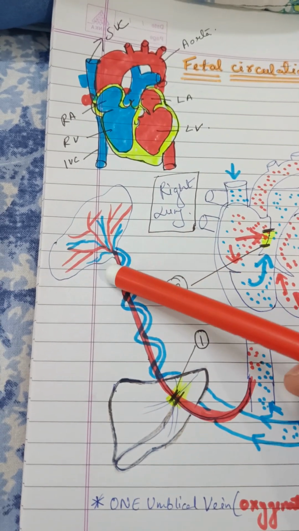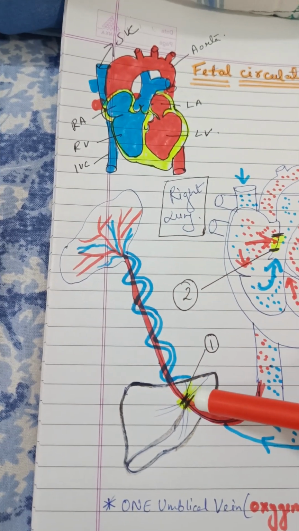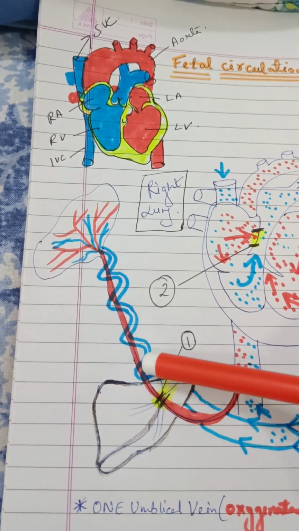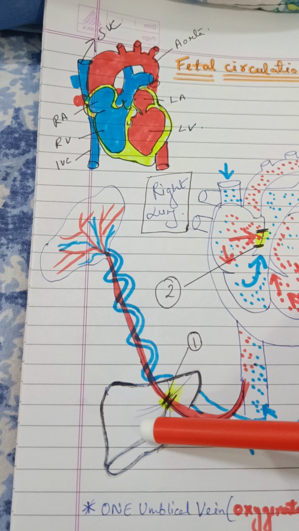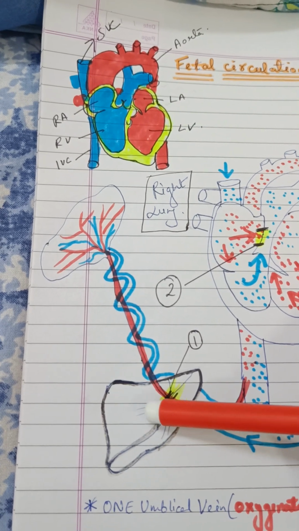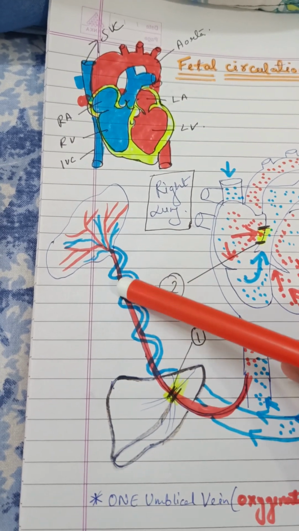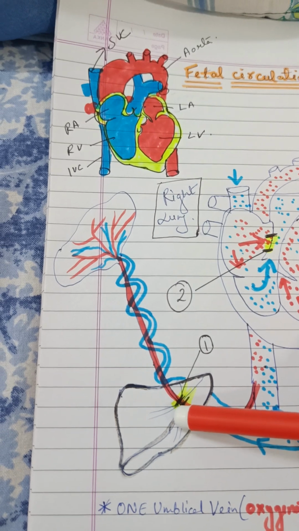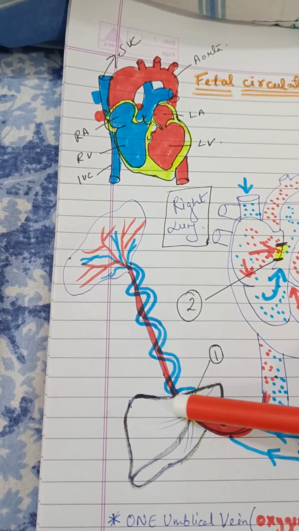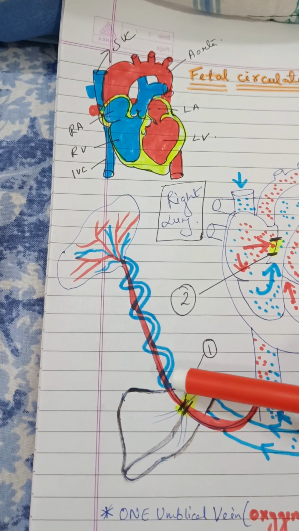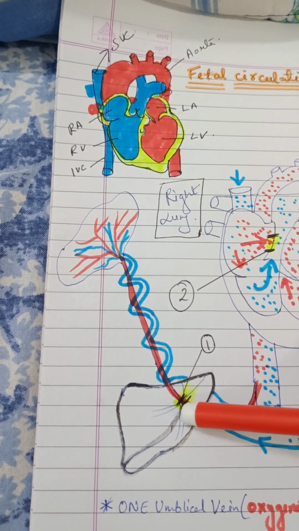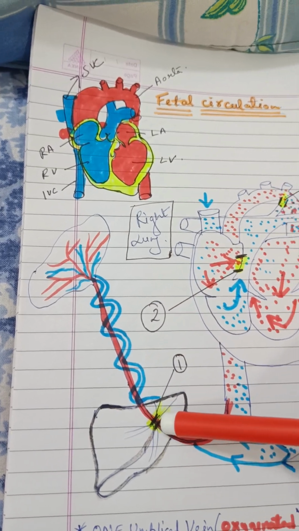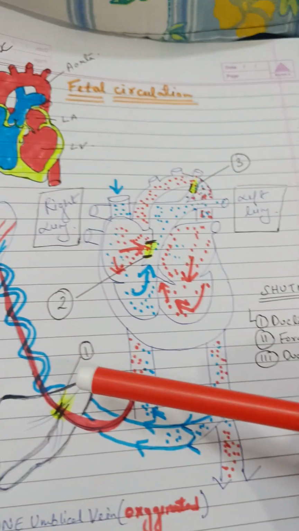First the umbilical vein will enter the liver. This liver is usually not functional in the fetus. There is blood flow in the liver, but it is not yet functional. This umbilical vein will enter the portal vein, which is the main vein present in the liver. It will enter the portal vein, but because of the presence of a shunt, this is the first shunt, known as the ductus venosus, which is present here.